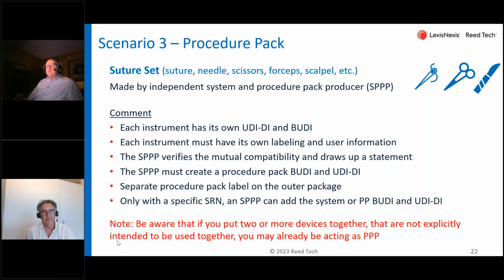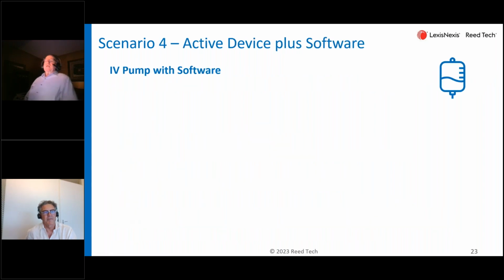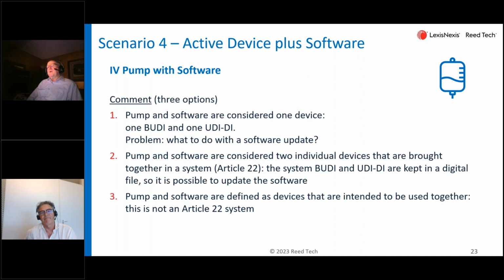Yep, really good advice. The last scenario that we want to touch on would be an IV pump, and now there's some embedded software in that pump. Let's talk about how you might approach that particular product if that's what you place on the market. You have multiple options. You may consider it one device: a pump with software, sold as one device. You have your basic UDI describing this device, covering this combination of hardware and software, and one UDI, which will be on the label of the device.